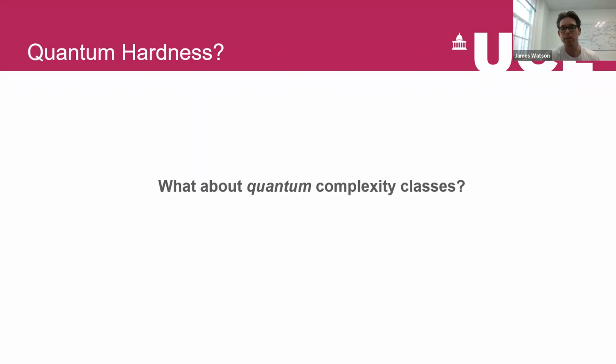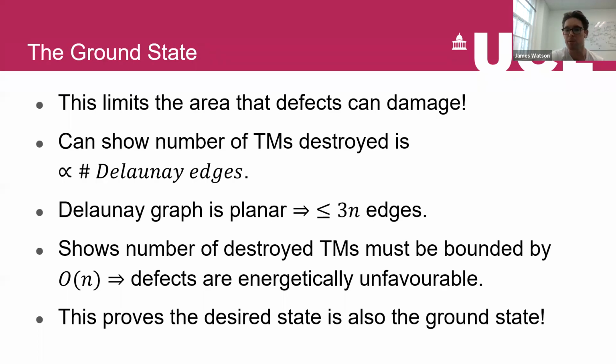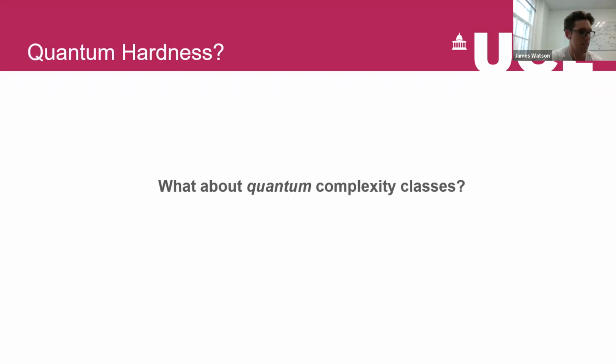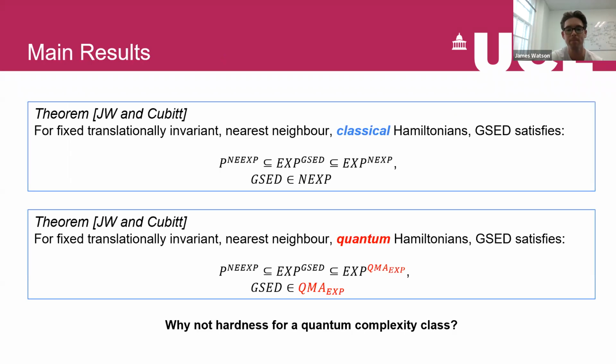So a very natural question. This proves that our construction gives us the ground state energy density that we want, and it proves hardness of the classical case. But a very natural question is to ask, what happens if we consider a quantum Hamiltonian? Well, our results change slightly, or at least the upper bound for our results changes quite slightly.